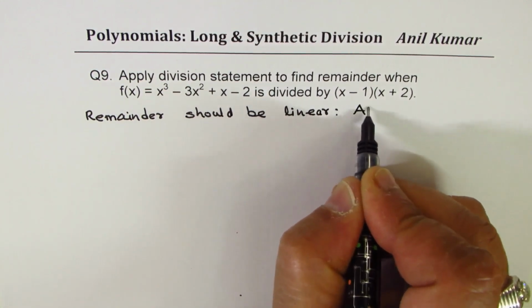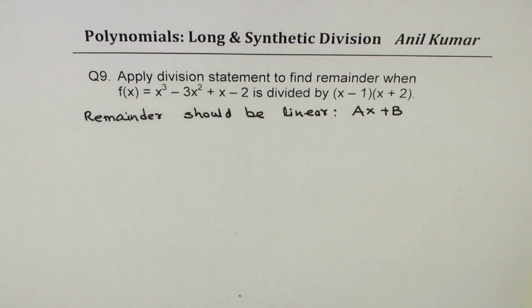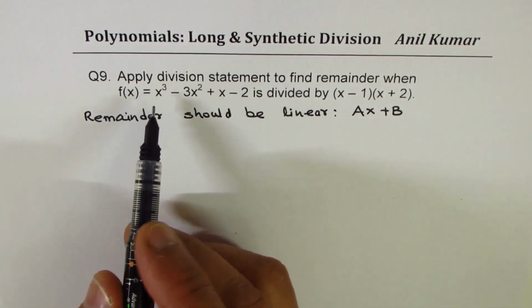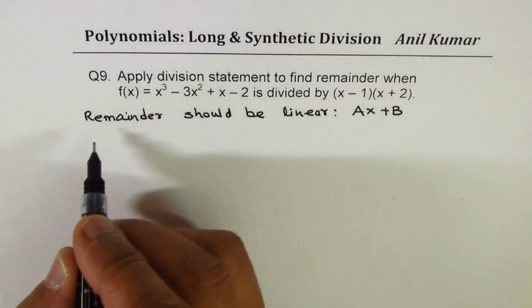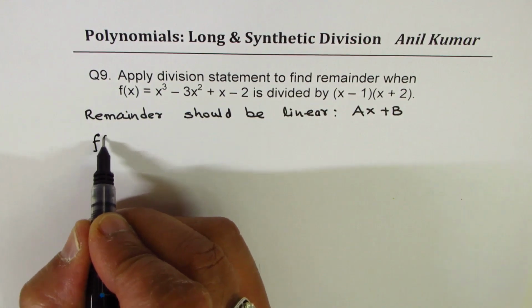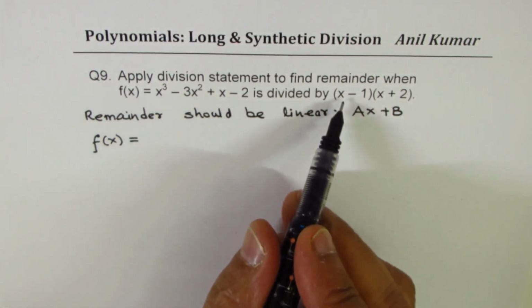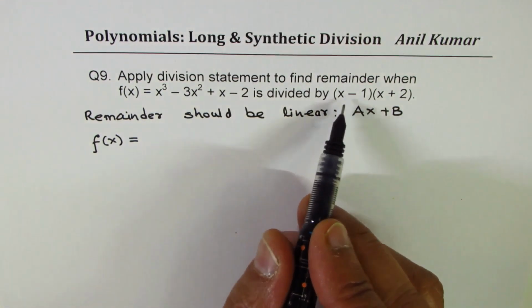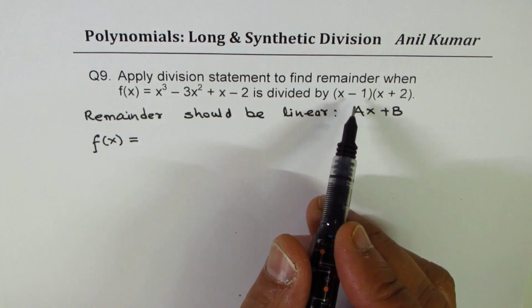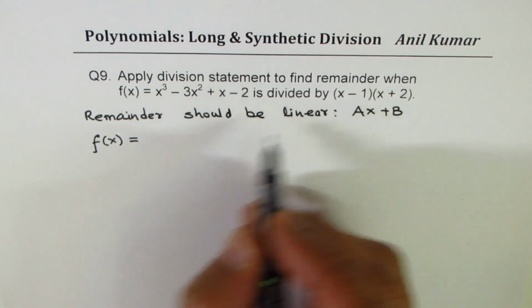That means, let us say ax plus b could be the form of the remainder, right? Now let's write down the division statement, which is f of x is indeed equal to the function divided by, let's say the quotient is q of x. We are only interested in the remainder, right?